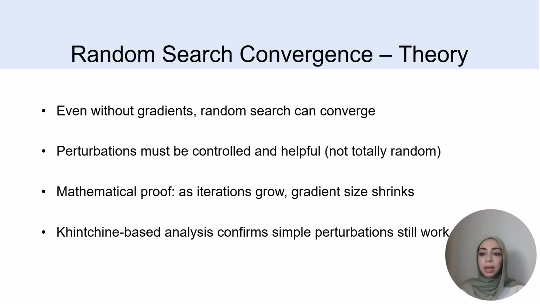The math proves that the average slope of the loss function gets flatter over time, meaning you're moving towards a solution. And even if the exact randomness used doesn't match all assumptions, they show that a very similar one still fits the theory using the Khinchin inequality.